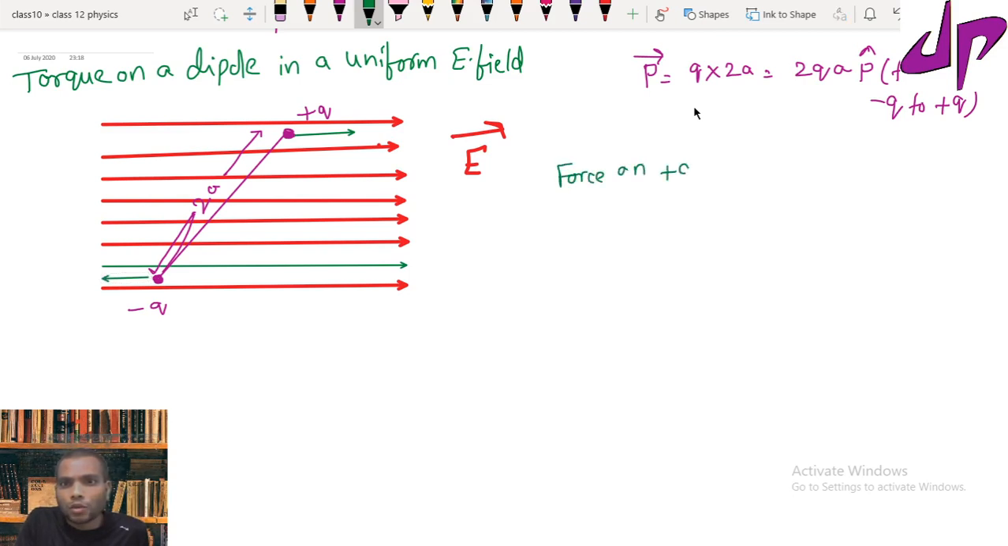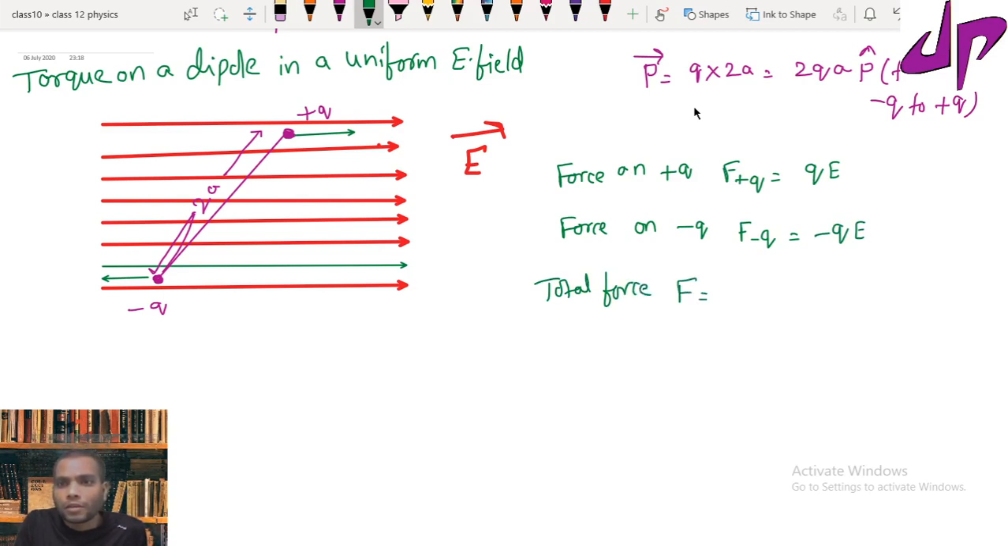So the force on plus q, which we write as F suffix positive q, is the relation between charge and electric field: equal to qE. And the force on the negative charge, F suffix minus q, is equal to minus q times the electric field E. So what is the total force? Total force F, if you sum up these two, is qE minus qE, equal to 0.